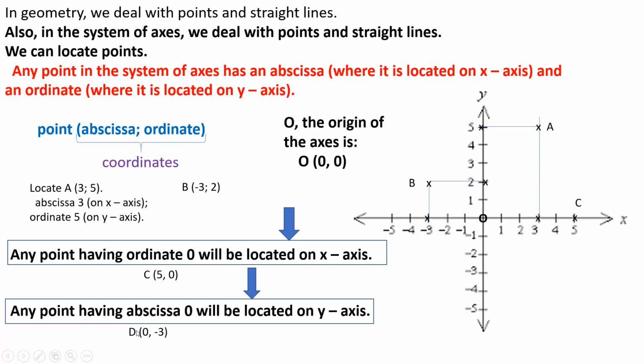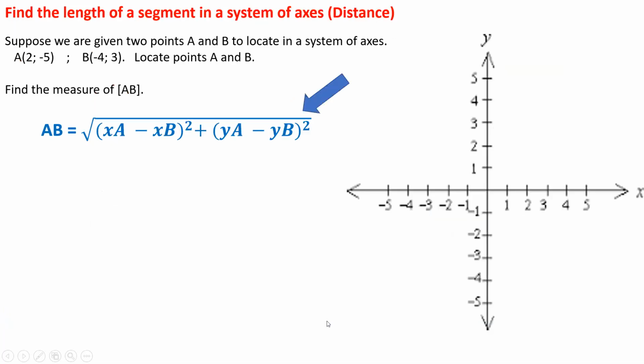Any point having abscissa 0 will be located on the y-axis. For example, D (0, -3) has 0 abscissa and -3 ordinate, so D will be located down here. Please, these two are very important. Don't forget them. These are rules.